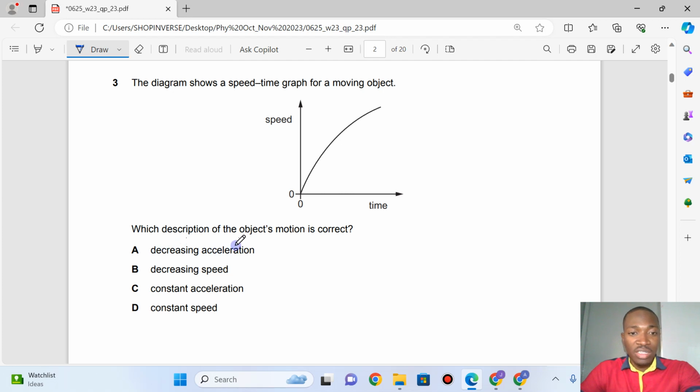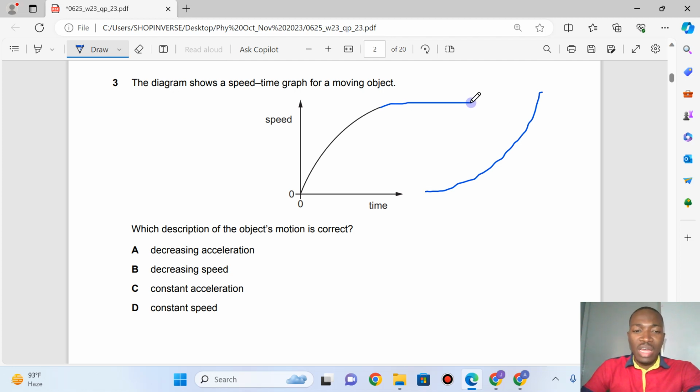A, decreasing acceleration. Excellent. If acceleration was increasing, the curve would look like this. It would be an exponential rise. But here, the curve was rising and then the slope, the gradient of this line, began to decrease. It continues to decrease till it eventually becomes 0, where we have a horizontal line. So that simply means acceleration was high here and acceleration began to decrease till acceleration becomes 0. And if acceleration decreases further, then acceleration will become negative and the slope begins to go downwards this way.